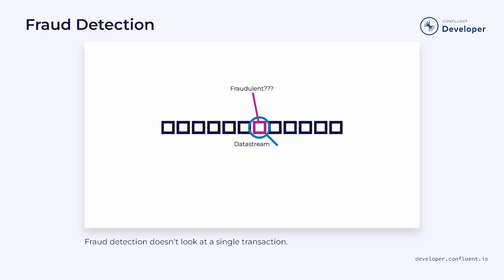If you've ever had your credit card temporarily denied due to an odd pattern in spending, you'll know what I mean. Credit card fraud detection doesn't look for a single transaction. Instead, it looks for patterns in the transactions. For example, making a single small purchase to test the card, followed by a series of large purchases.